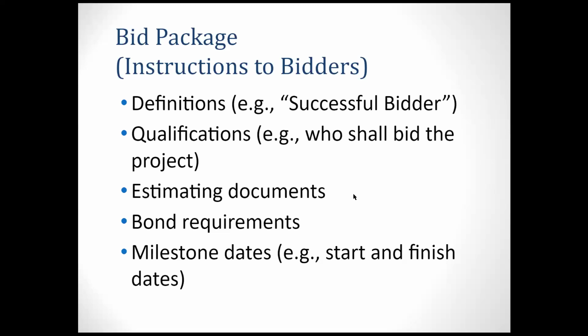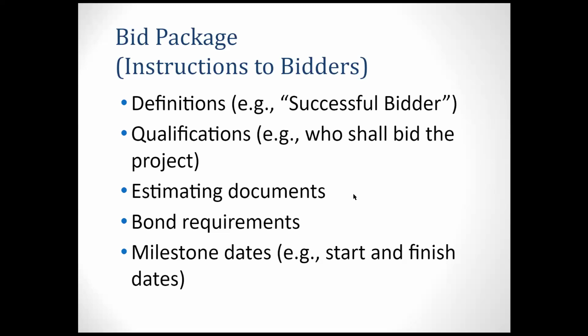So in most cases, we do the scheduling as soon as we understand the estimating part, right? So you may not have a full schedule available for the bidding package, but you are using those milestone dates to make sure your schedule satisfies the owner's requirement, right? So the definition is who is a successful bidder, and the qualification is who should bid for this project.